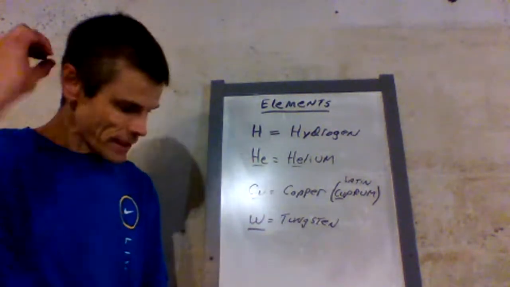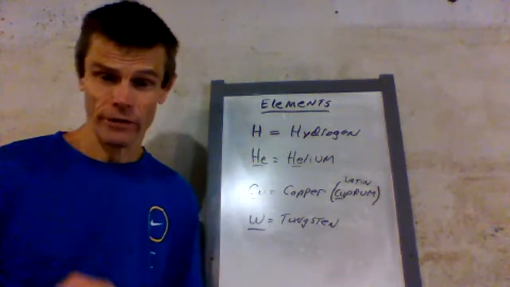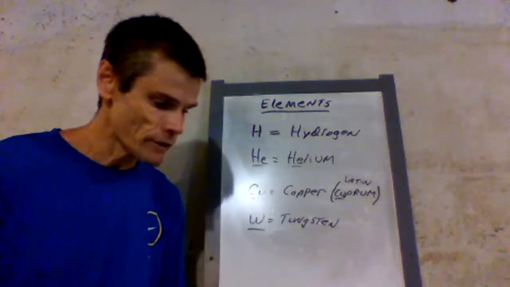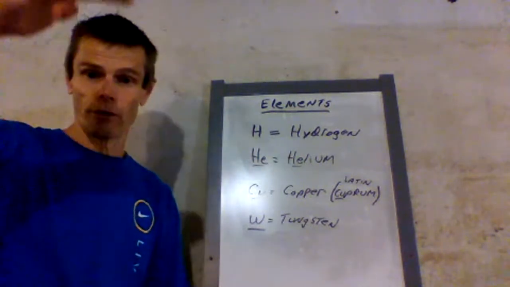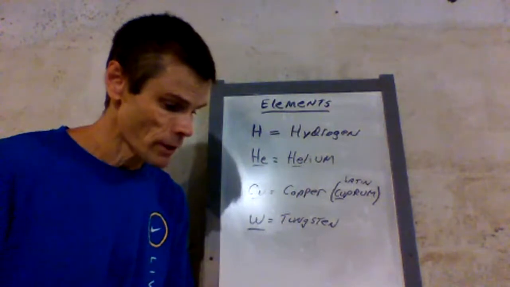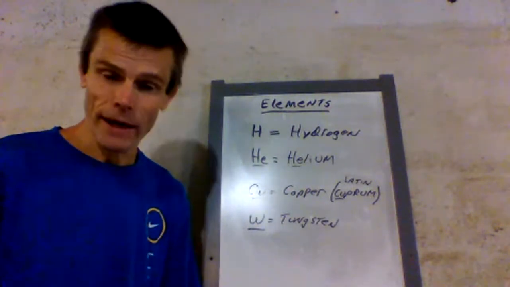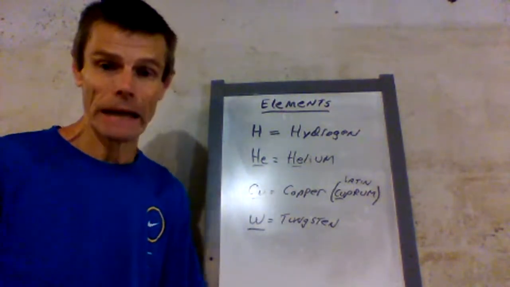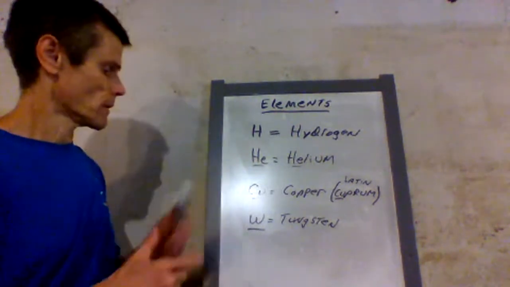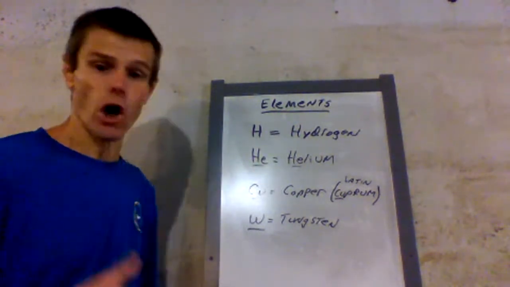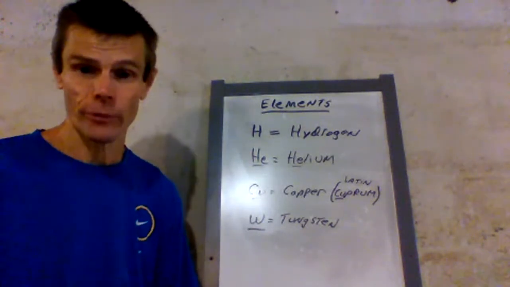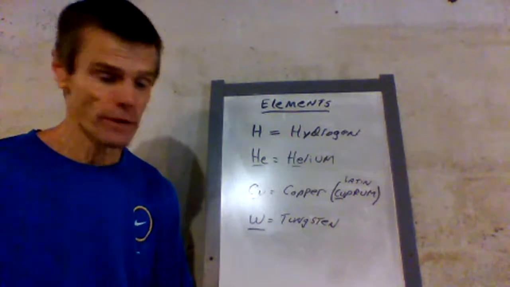So what you need to know for our first exam, this is our first little memorization, you need to know the first three rows on the periodic table. You need to know the abbreviation and the element name. So these include hydrogen, which is H, up to and including argon, which is Ar. I have a list of the first three rows. You need to know these.